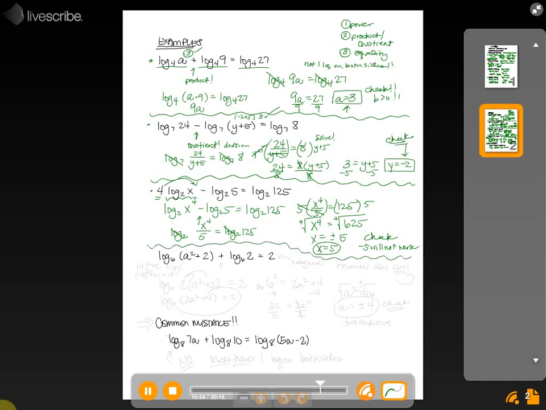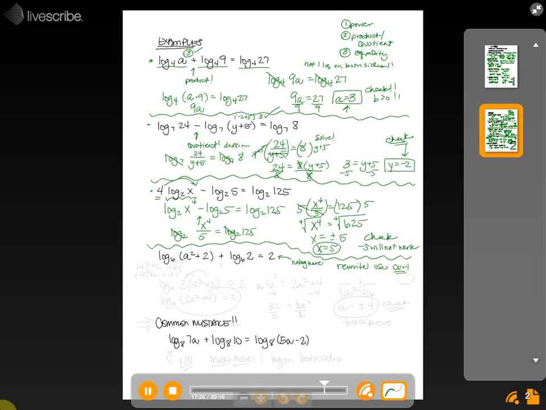If we're looking at this problem, notice that our logs are only on the left-hand side. We have log base 6 of parentheses a squared plus 2 plus log base 6 of 2 equals regular old 2. There's no log here. This tells us we're not going to use the equality property. If there's not logs on both sides, there's no way to get logs on both sides. So we can't use the equality property. What we're going to do is we'll end up rewriting it using the curl.